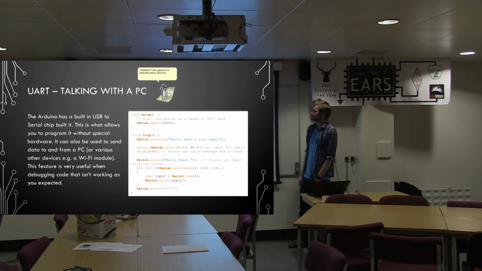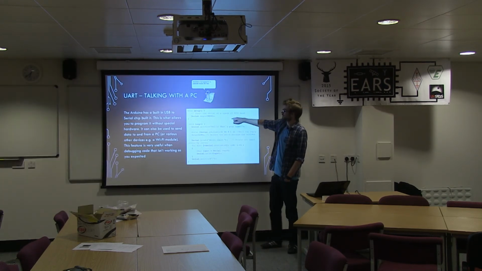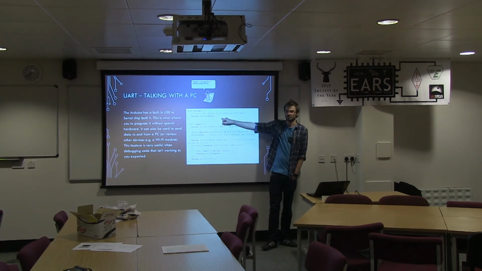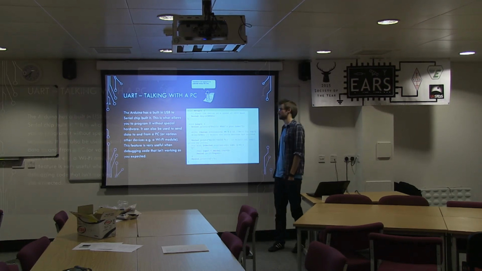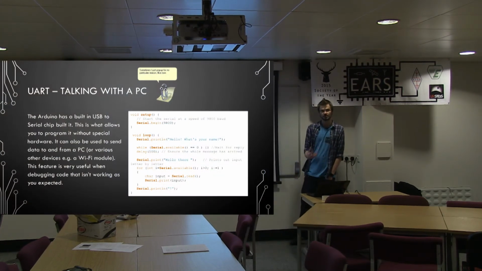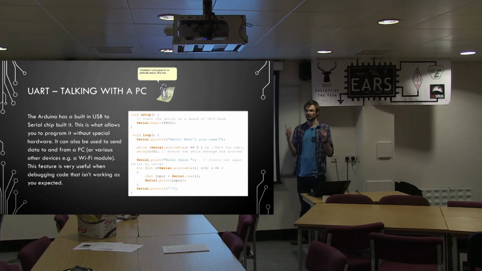So this is a basic piece of code for talking to the computer from the Arduino. In your standard setup, you call Serial.begin, and then this is your baud rate. That's the number of bits that it transmits per second. The USB communication is what's known as asynchronous, so there's no clock line, so you have to set both of them to exactly the same baud rate, otherwise it will just come out with complete and utter nonsense.